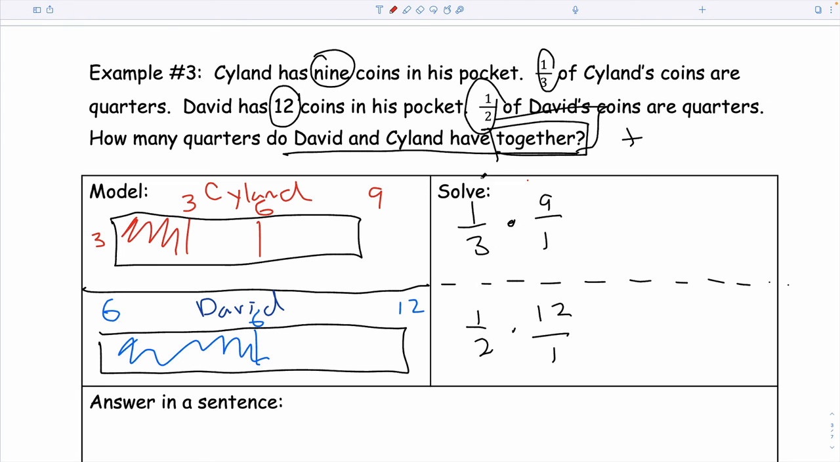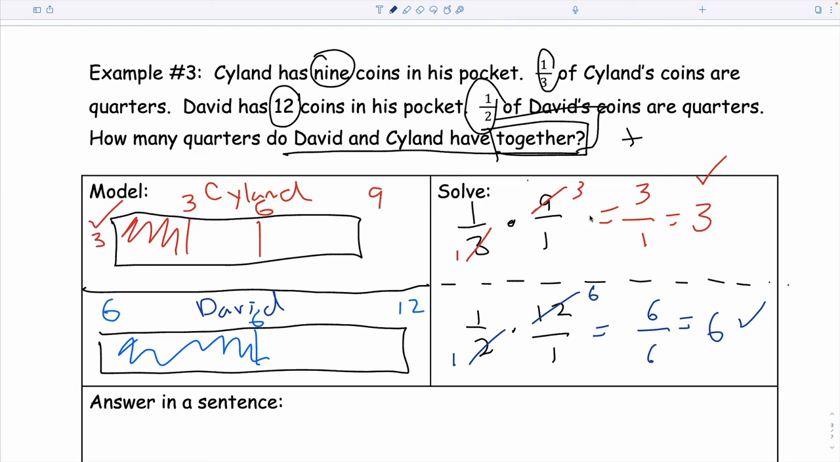Can I cross cancel 1 with 1 or 3 with 9? Tatum. 3 with 9, which would equal 1 and 3. Good. 3 times 1 is 3, 1 times 1 is 1. So this does come to 3, which works. It matches my model. 1/2 times 12 over 1. Evelyn, can I cross cancel? What 2 numbers? 12 divided by 2 is 6. 2 divided by 2 is 1. Multiply across and you get 6 over 1, or 6.